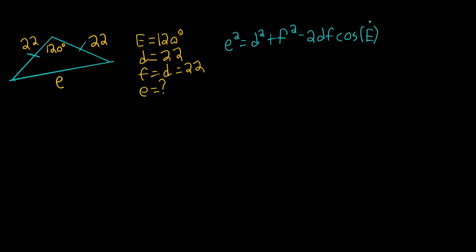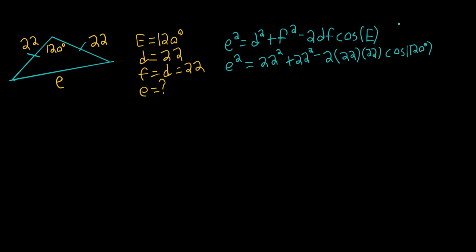Okay, so we'll start plugging everything into this equation. So that's going to give me that E squared is equal to 22 squared plus 22 squared minus 2 times 22 times 22, the cosine of 120 degrees.